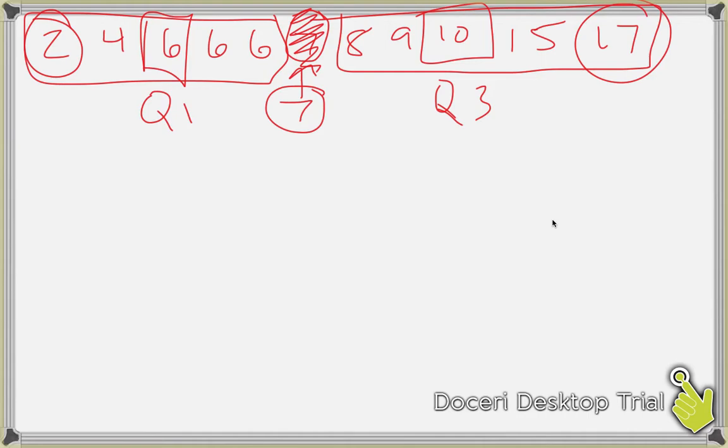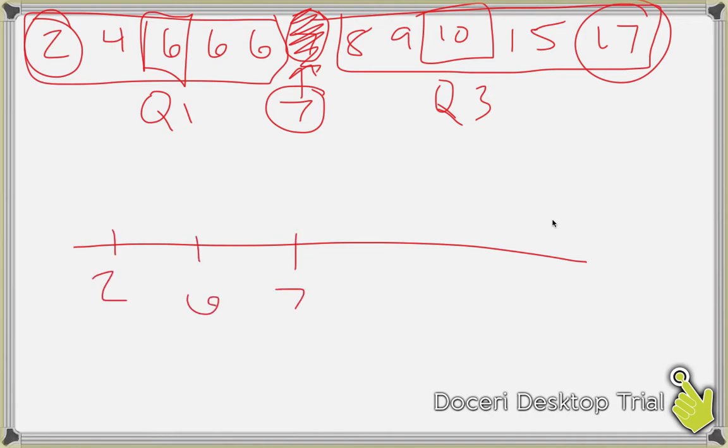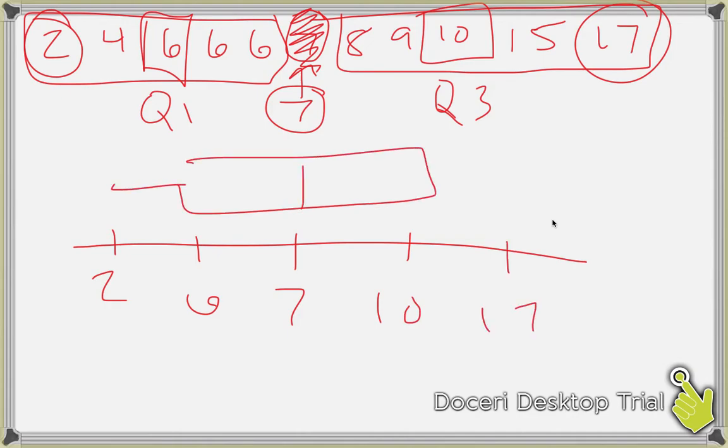I need to create the number line. Now the mistake that I see, and I see it every year, and I don't understand why kids do it, they'll do this. Well, there are my 5 numbers. Let's create my box and whisker. And if you do that, if you place those numbers evenly spaced, your 5-number summary evenly spaced, it's always going to look the same.